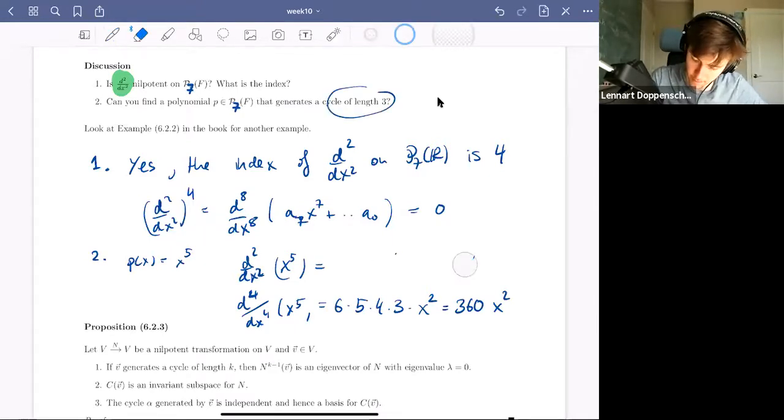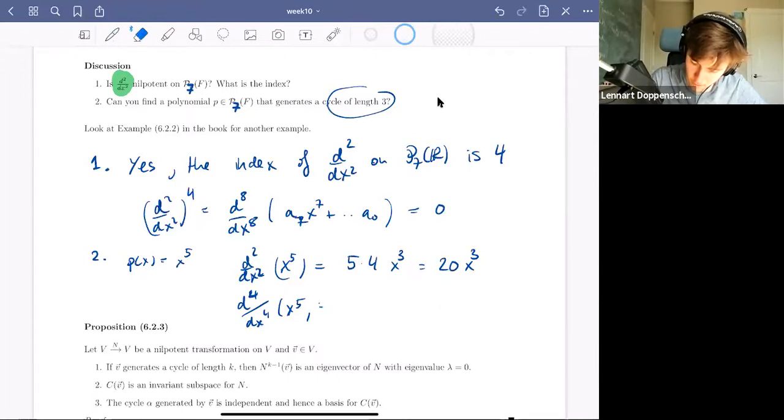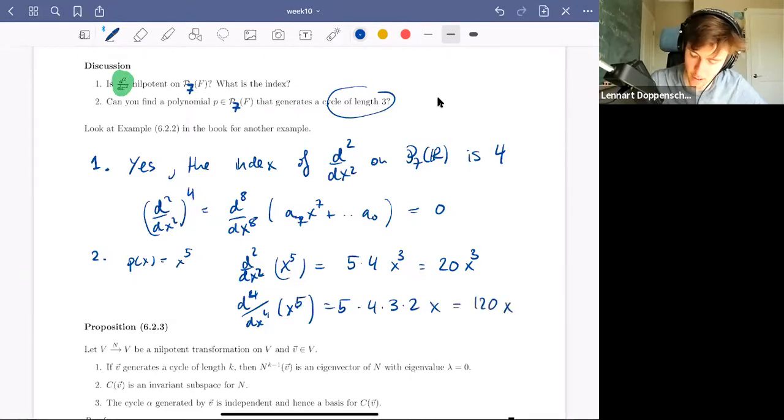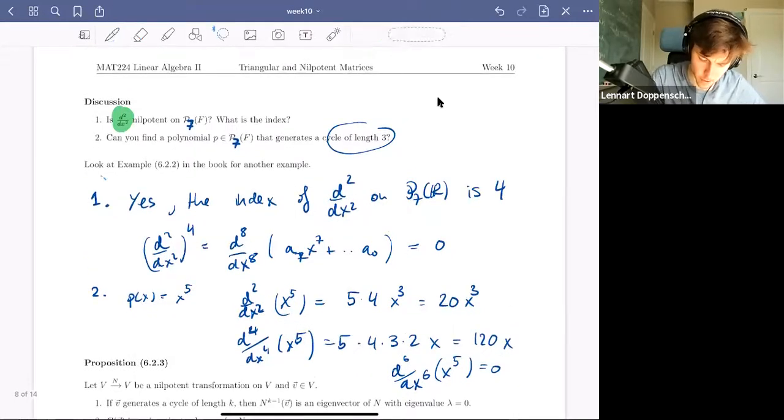So if we do this again now, 5 times 4 times x to the 3, this is 20x to the 3. Here we have now 5 times 4 times 3 times 2 x. This is 120x. And the next one will be 0. So d by dx to the 6th power of x to the 5 will be 0. Now I got to shrink this all down a little bit.